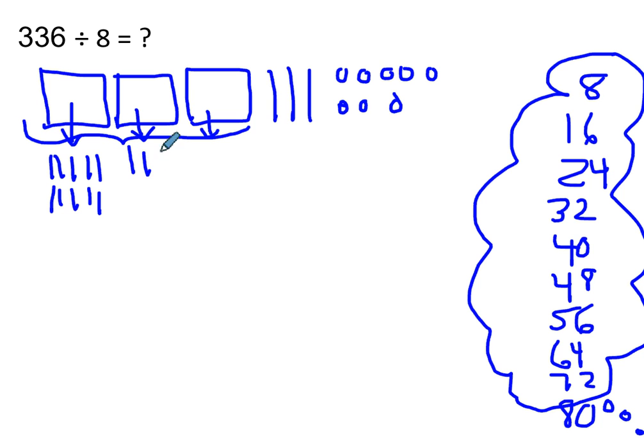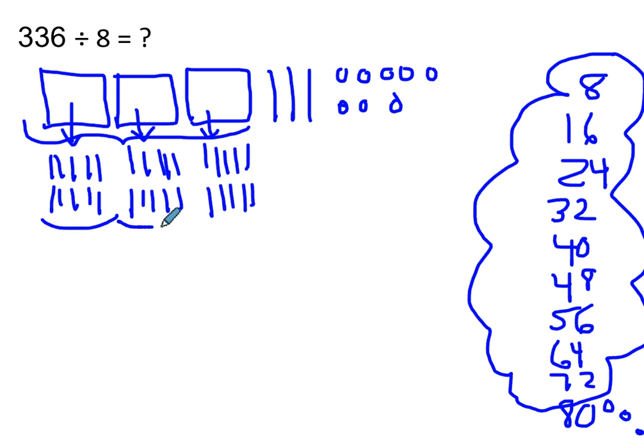Same thing here. And same thing here. How many tens do we have now all together? So I have 10 here, 10 here, 10 here. That's 30 and 33. So with 33 tens, can I find a group of 8 that would make sense? Well, I know 32 would work. So look what you can do.